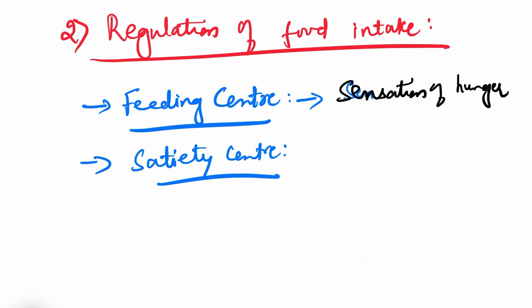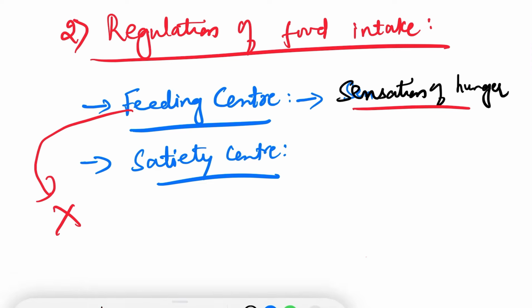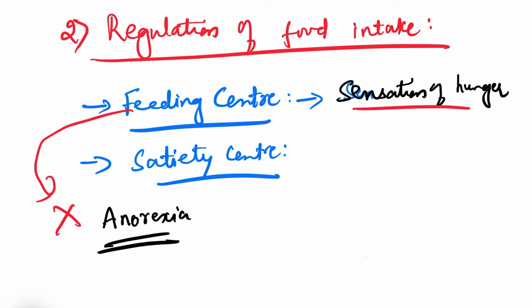If you destroy the feeding center, then the sensation of hunger is lost and the person will not eat anything. That clinical condition is known as anorexia. When the feeding center is stimulated, it leads to the sensation of hunger. Similarly, if you stimulate the satiety center, which is opposite to hunger, that is the feeling of fulfillment after food intake, that is the ventromedian nucleus.